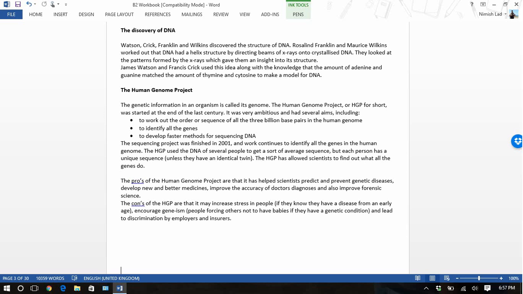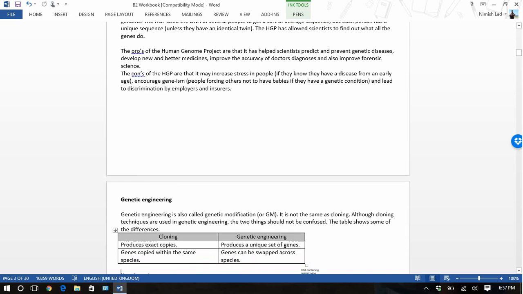The cons are that it could increase stress in people because they could know that they're going to develop a condition at quite an early age, and that could cause anxiety. In terms of where we have racism, we could potentially have genism as well, where some people are forced not to have babies because they know that they're going to have a genetic condition. This could lead to discrimination, possibly by insurers. They won't give certain people insurance, but also it might be that employers don't employ certain people.